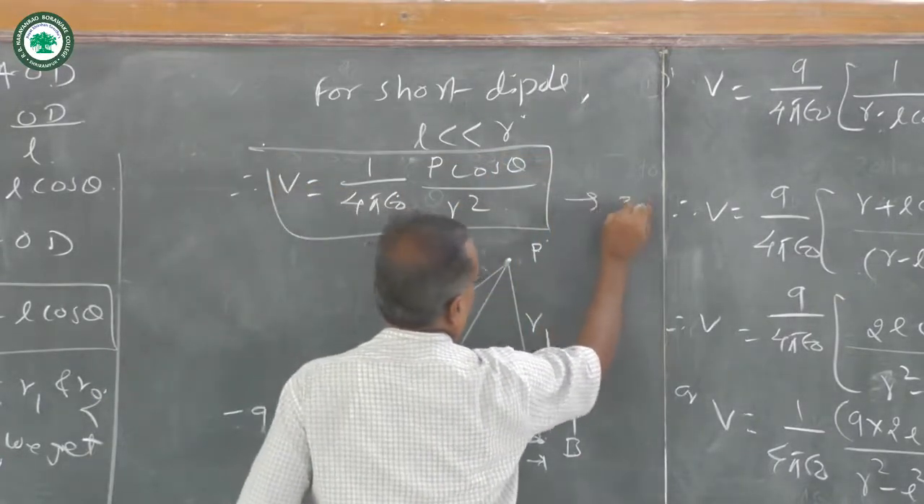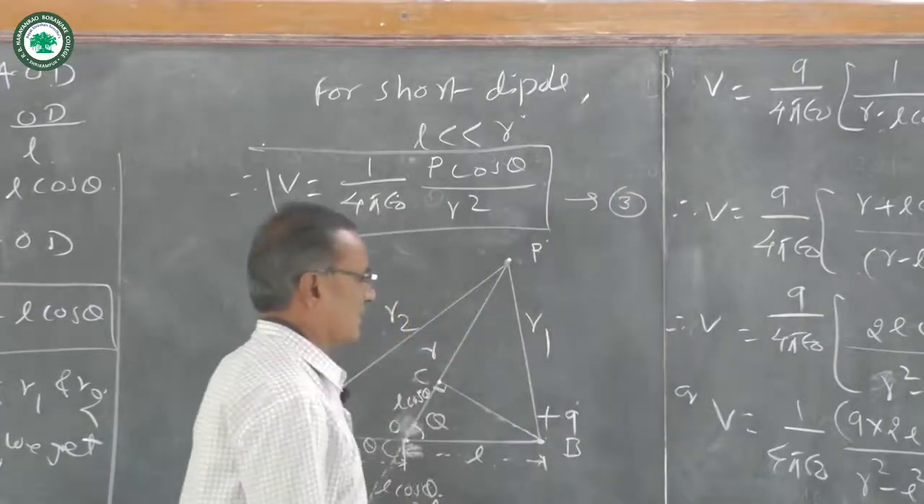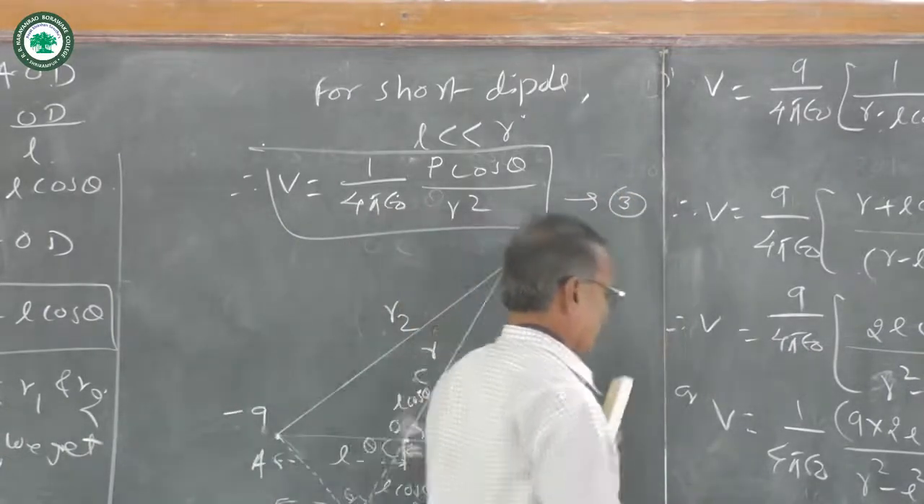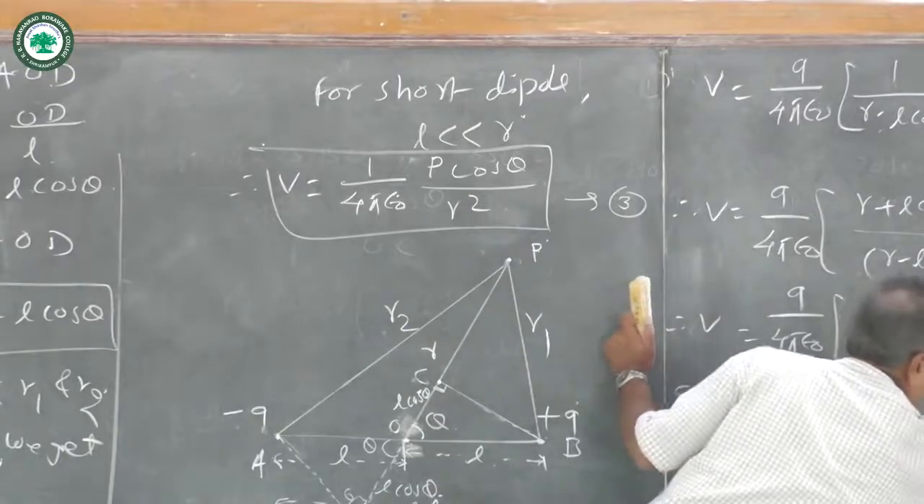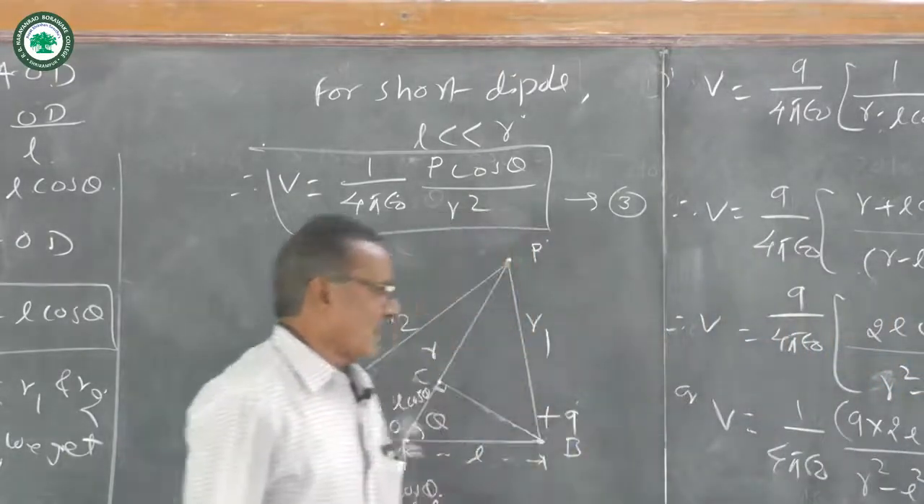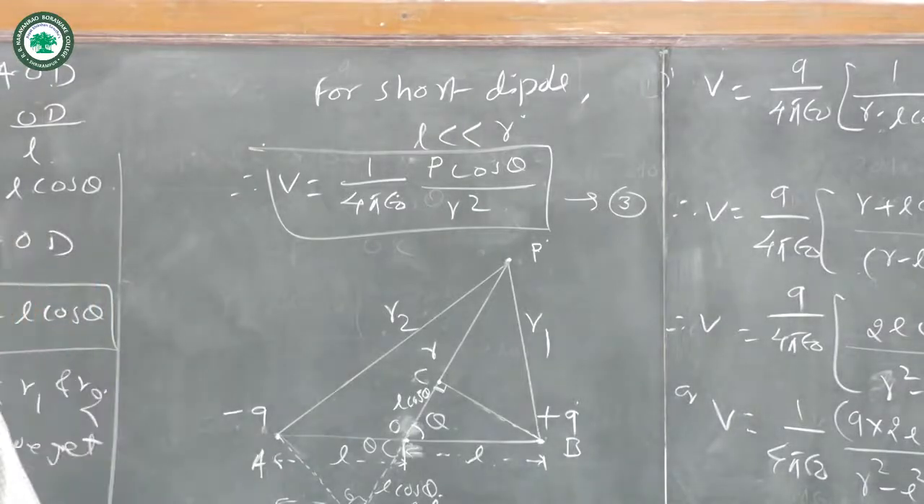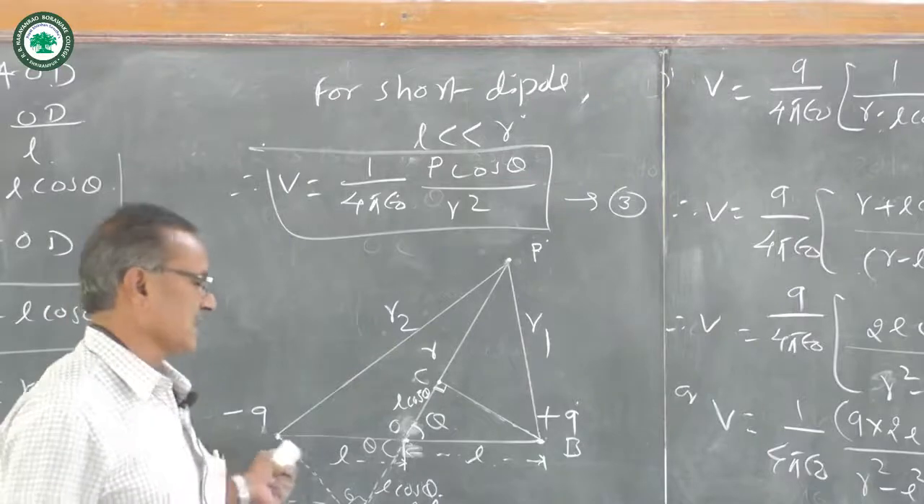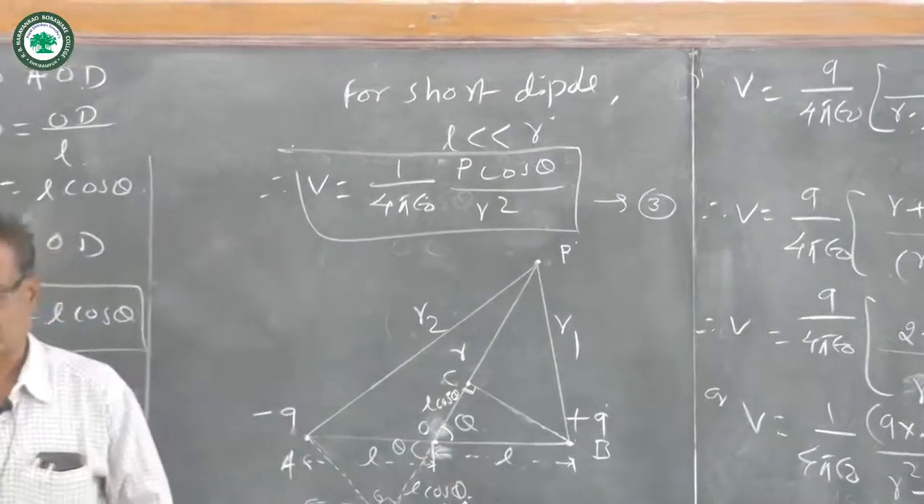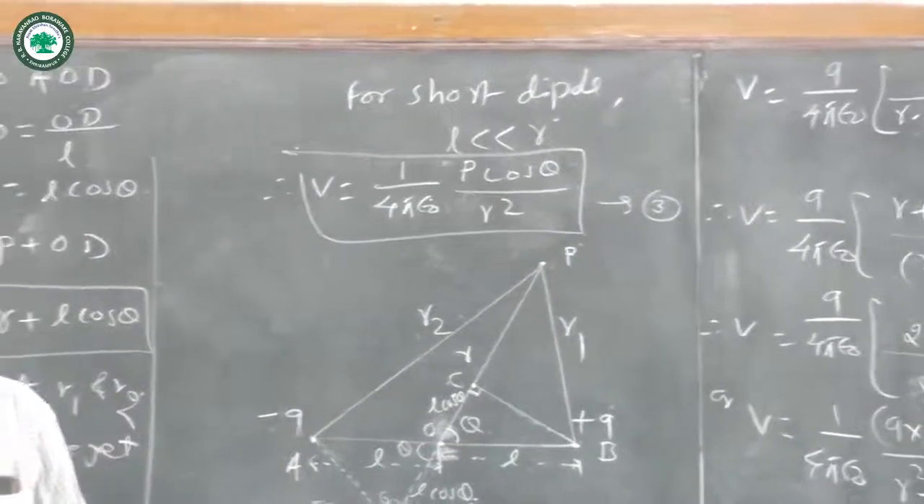Next, number this equation 3. Suppose this is equation 2. Now this is the required equation of electric potential at point P due to an electric dipole, that is minus and plus Q charges.